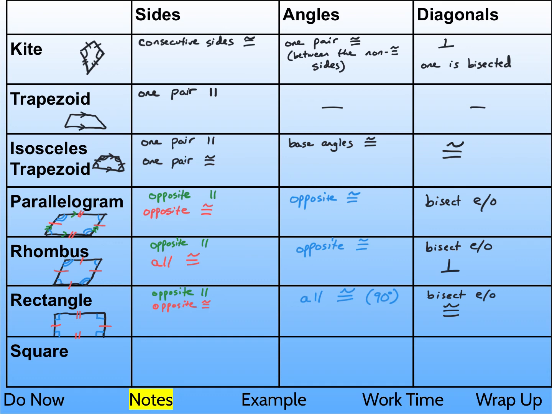The square is basically a mix between, like if you took all the rhombus properties, took all the rectangle properties, and just mashed them together. So with the square, you have the opposite sides parallel. All the sides are congruent. All the angles are congruent, and the diagonals bisect each other, they're congruent to each other, and they're perpendicular.